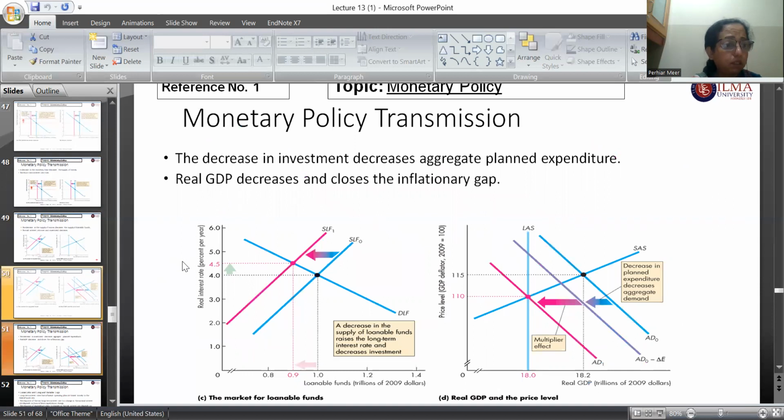Monetary policy transmission. The decrease in investment decreases aggregate demand and planned expenditure, real GDP decreases, and closes the inflationary gap. A decrease in the supply of loanable funds raises the long-term interest rate and decreases investment from 0.1 to 0.9. Same is the case. A decrease in planned expenditure decreases aggregate demand, and the multiplier effect is seen at 18.